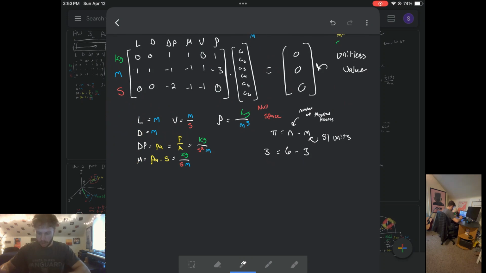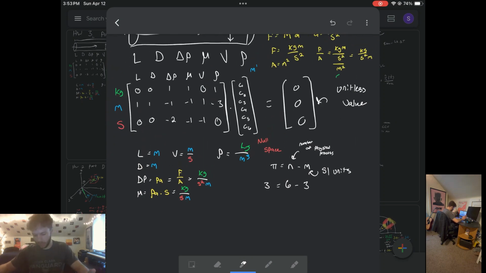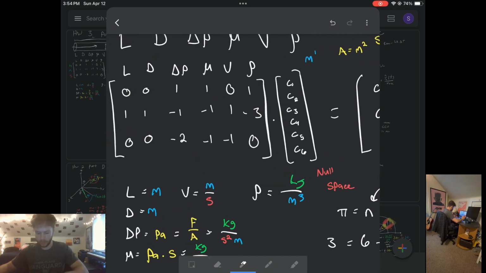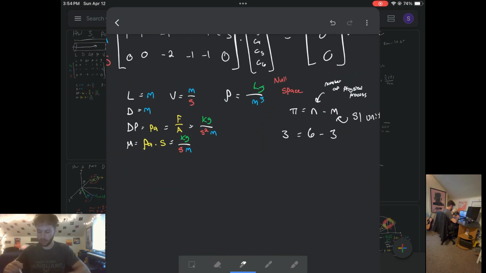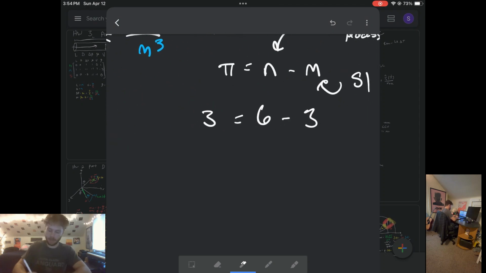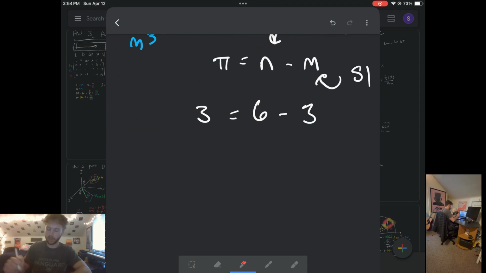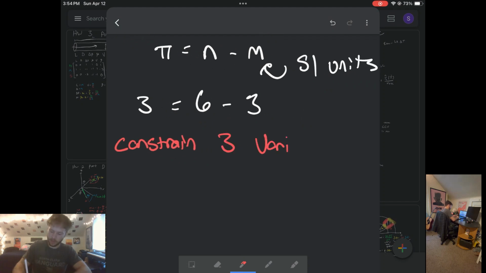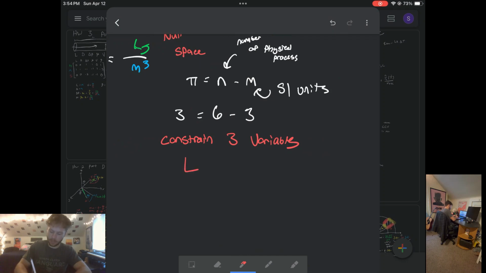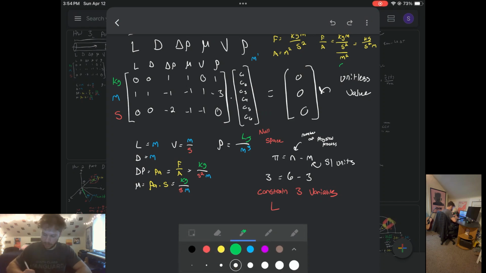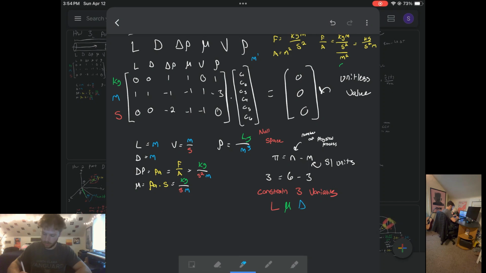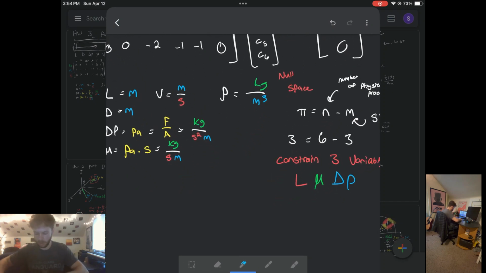So we'll just pick 3 different variables. We'll say we'll use length for one of them. Let me choose a different color. So, constrain 3 variables. So we'll say length. We'll do viscosity, and we'll do our pressure drop.